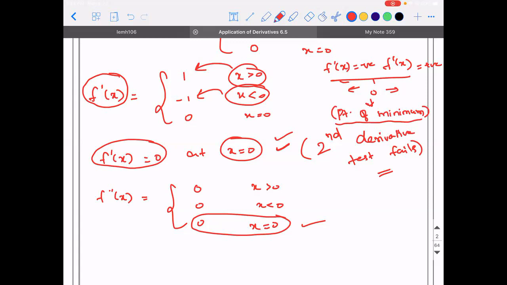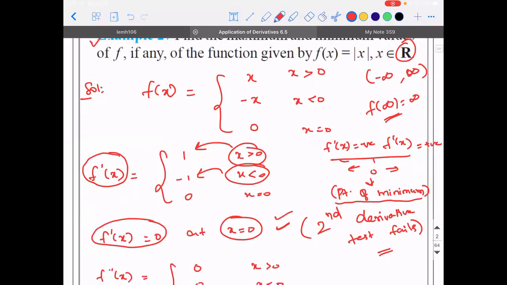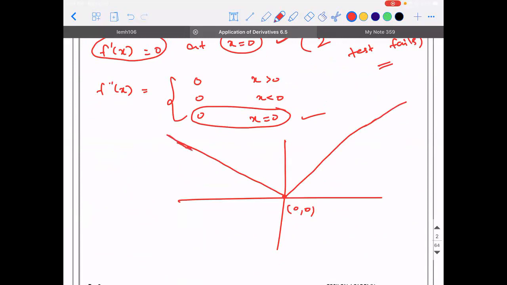Now, what is the point of maximum? So x belongs to R, minus infinity to infinity. So you are getting the point of minimum somewhere between minus infinity and infinity. That is at 0. So what is going to be the maximum value? Infinite. And that is obviously clear because what is the graph for f of x is equal to mod x? It is a V shape. So the least value is available at 0, 0, and the maximum value is obviously going to be infinity.